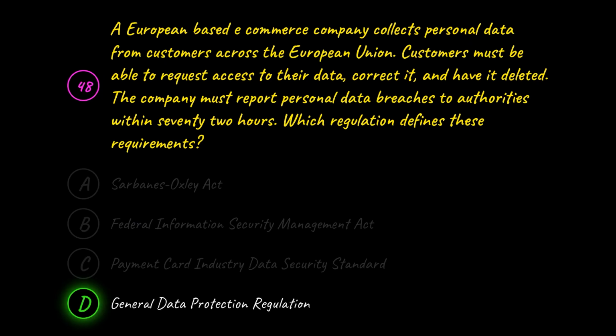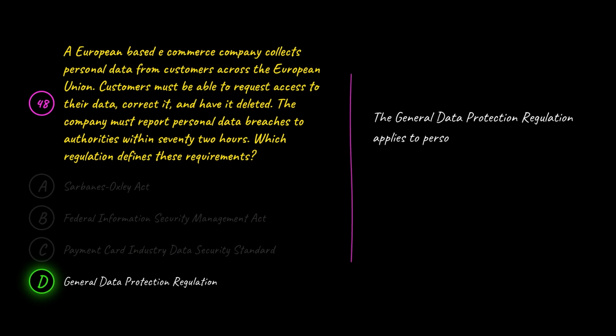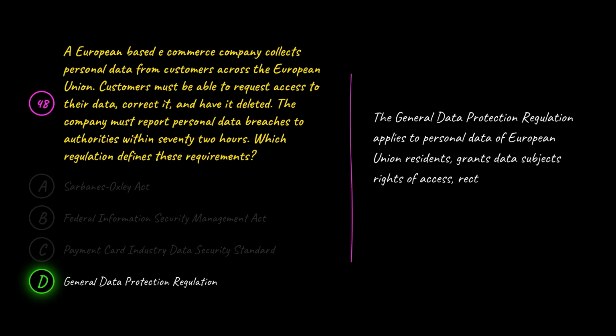The correct answer is D. General Data Protection Regulation. D is correct because the General Data Protection Regulation applies to personal data of European Union residents, grants data subjects rights of access, rectification, and erasure, and requires breach notification to supervisory authorities within 72 hours. The scenario fits this regulation directly.